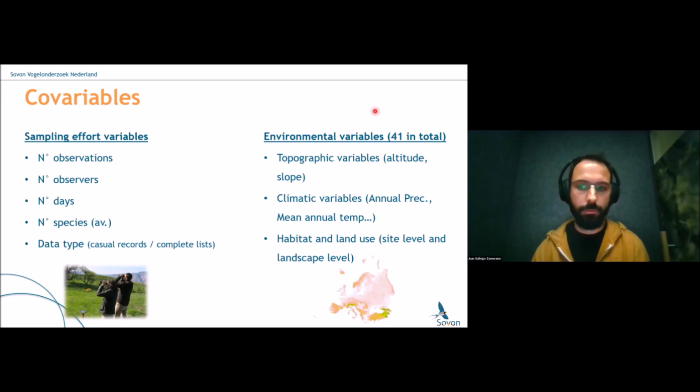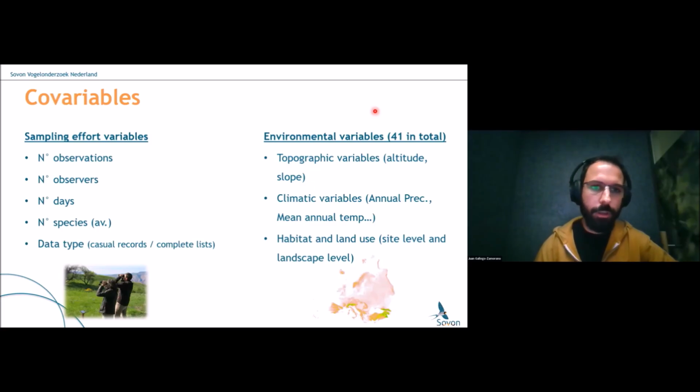So in total, there were around 41 variables, including topographic variables like altitude and slope, or climatic variables like the typical bioclimatic variables such as annual precipitation, mean annual temperature, temperature range during the day, all those things. And also habitat and land use variables, to know where we have forest, or how much forest is in the area, or agriculture areas, all that type of variables.